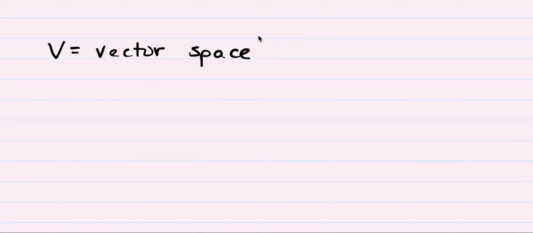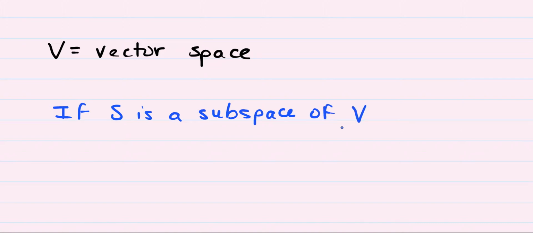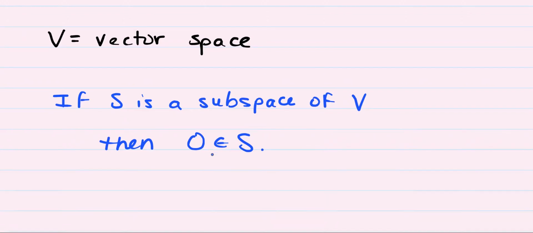Let's continue our discussion on subspaces. So let's say that V is a vector space, and let's say that S is a subspace. If S is a subspace of V, we have this interesting property. It says that the zero vector belongs to S. So whenever you have a subspace, you always have the zero vector in that subspace.